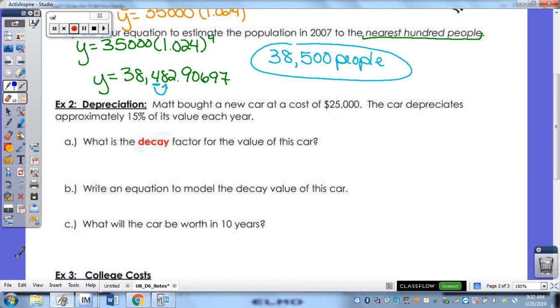Since this one is decreasing, our decay factor would be 1 minus my rate as a decimal. So 1 minus 0.15, because it was 15%. So as a decimal, that's 0.15. Subtract those two, we get 0.85. So our decay factor is 0.85.